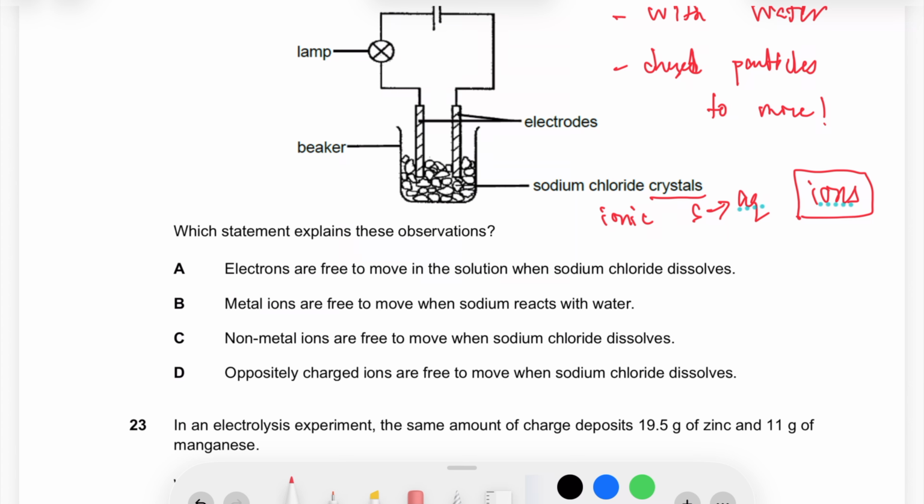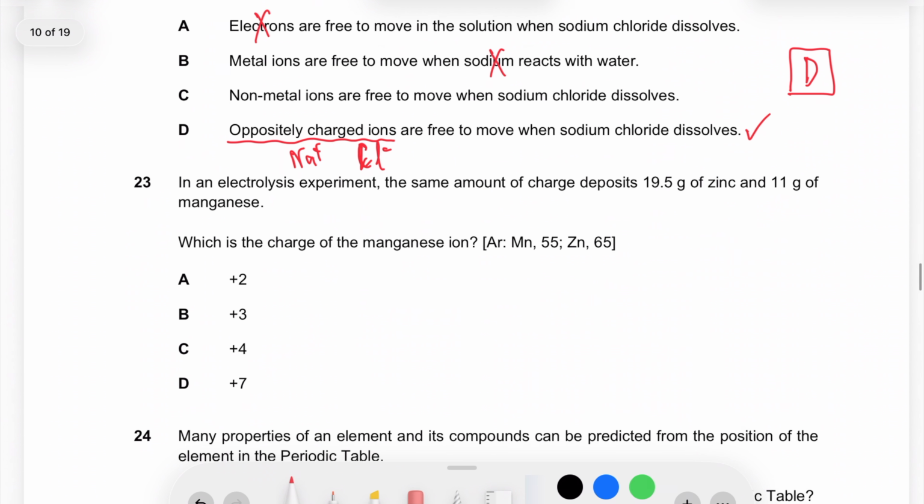So answer should be... electrons is not good. No, it's not the reaction, it's just from sodium chloride ions. Yeah, I think that's the best answer, D. Your oppositely charged ions. So it can be your Na plus or Cl minus. Okay, D.